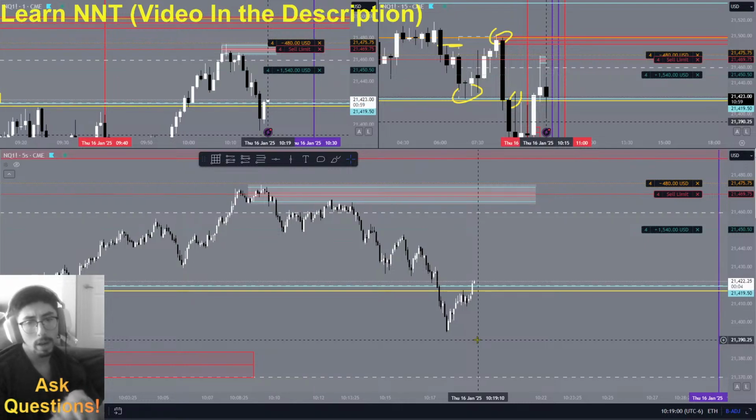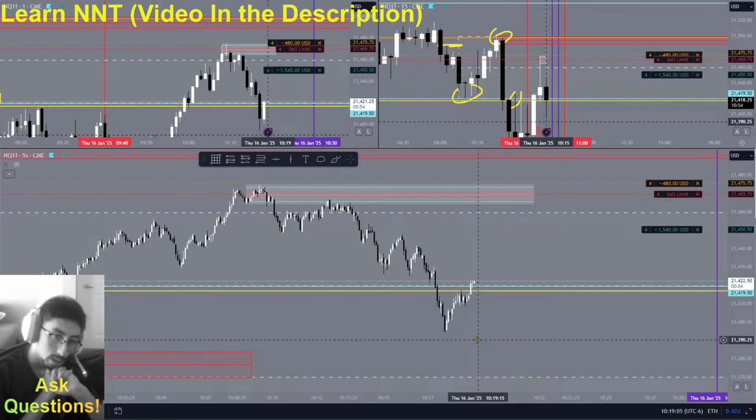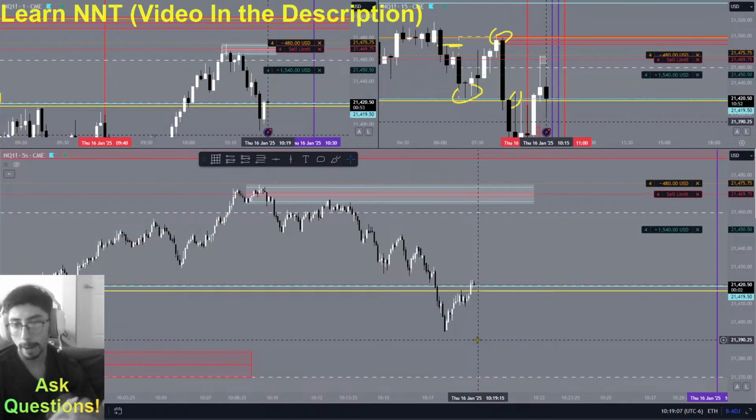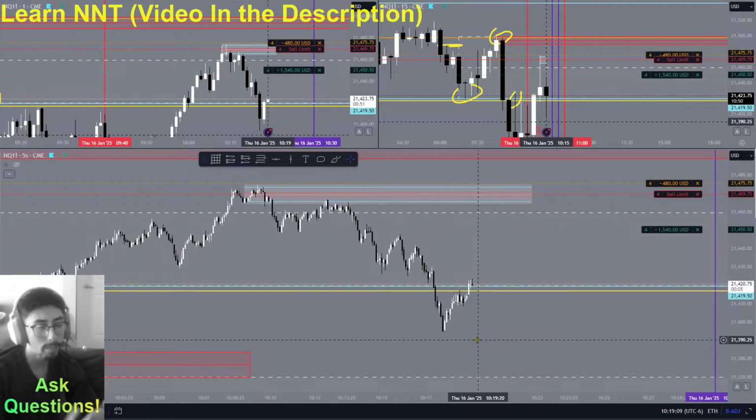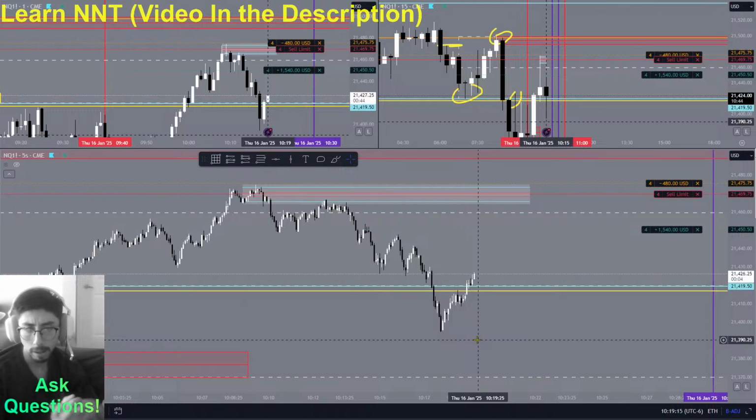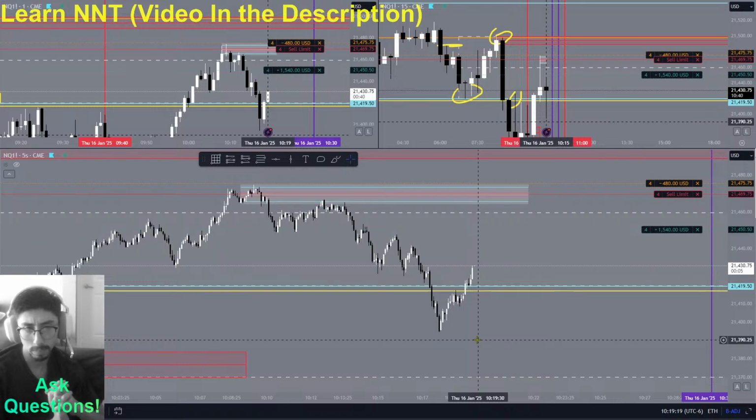I don't think I want to take my play anymore because it's a first flip. I don't like first flips unless I get everything I want, like the tap and the strong reaction to the zone. But we haven't failed the zone yet, and we respected it, so I like it.